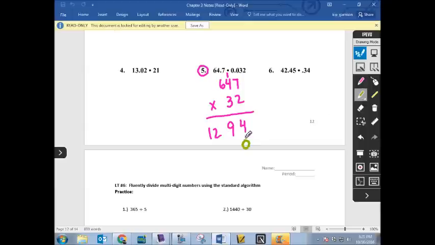Change colors. 3 times 7 is 21. Carry 2. 3 times 4 is 12, plus 2 is 14. Carry 1. 3 times 6 is 18, plus 1 would be 19. Now I'm ready to add these together.